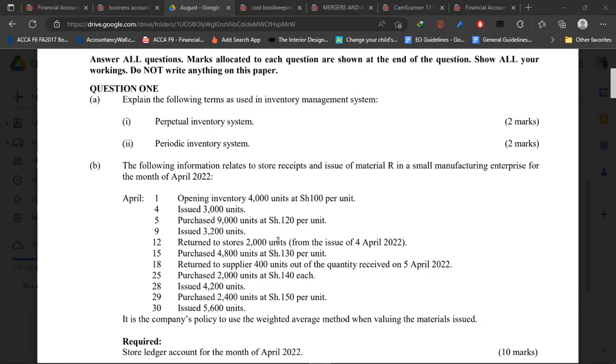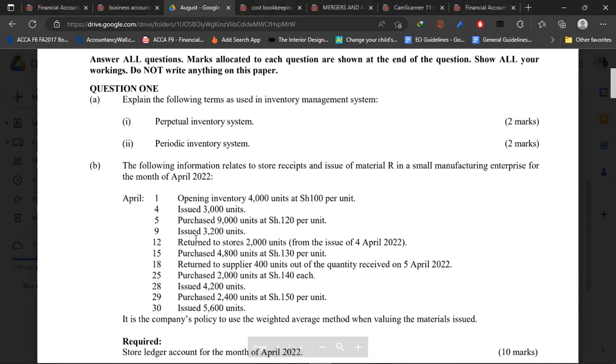Purchased 2,000 units at 140 shillings. And then we have issue of 4,200 units. There were purchases of 2,400 units at 150 per unit. And then there were issue of 5,600 units on 30th. It is the company's policy to use the weighted average method when valuing the materials issued. So we have the required: the store ledger account for the month of April 2022.